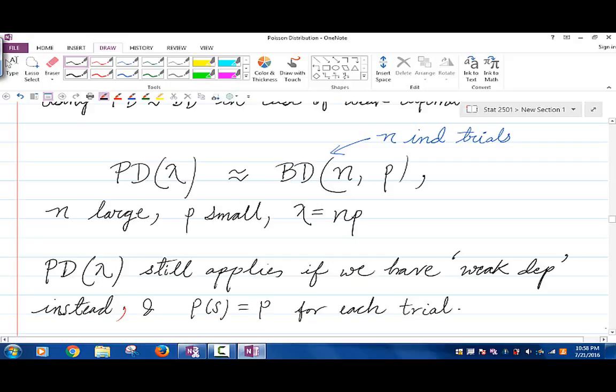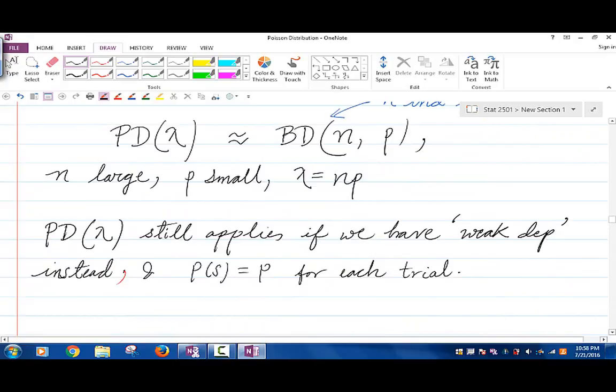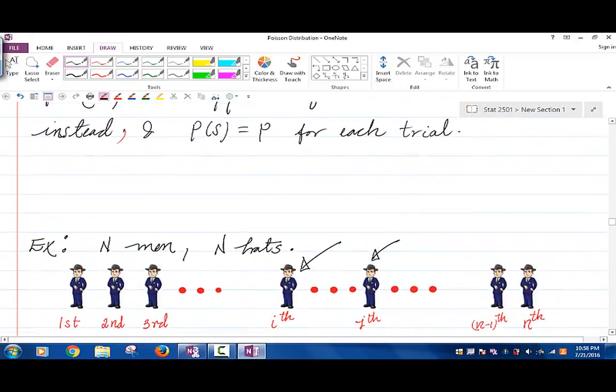Now, the Poisson distribution with parameter lambda can still be applied if the trials are not independent but are weakly dependent instead, and the probability of success is p for each trial. Let me explain this by an example.